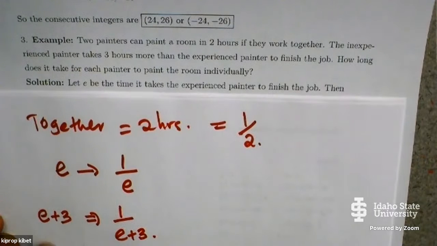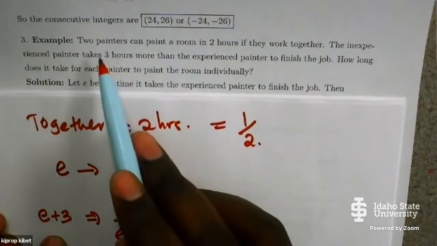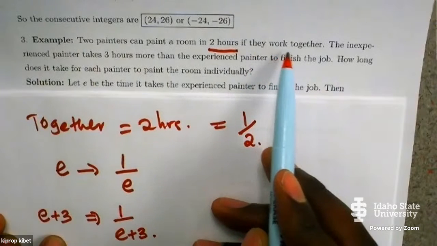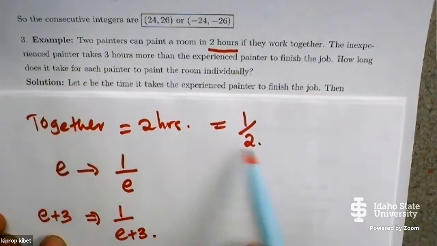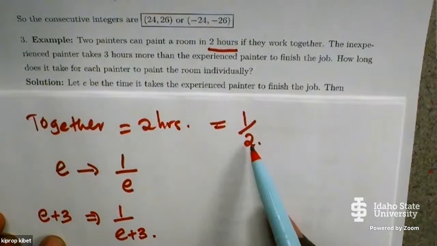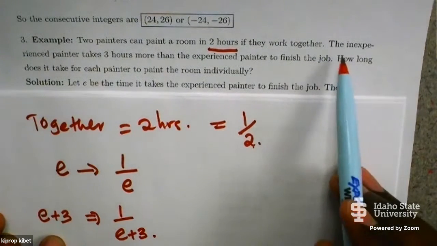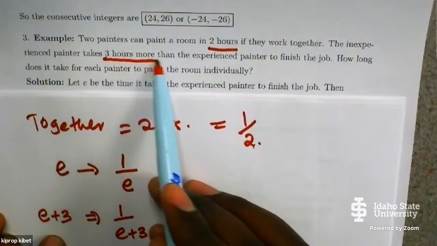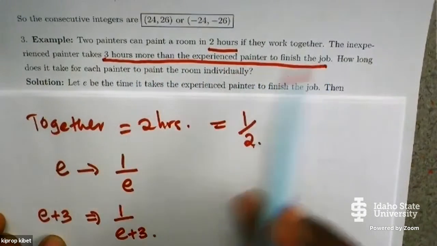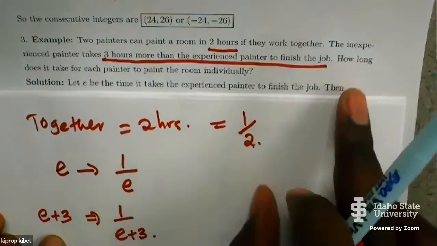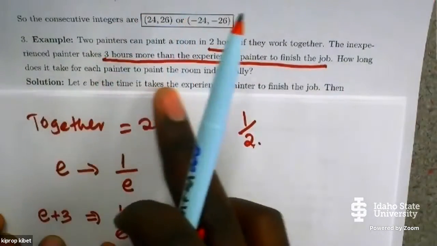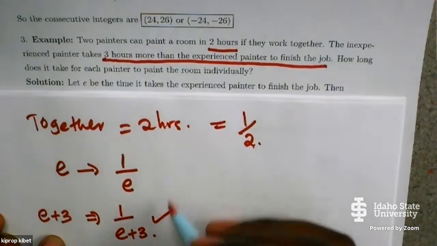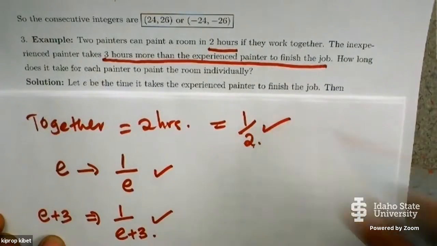Okay. So we can read it again. Two painters paint a room in 2 hours if they work together, okay? So together takes 2 hours. So in 1 hour, if they work together, it will be 1 over 2. The inexperienced painter takes 3 hours more than the experienced to finish the job. How long does it take for each painter to paint the room individually? So we have the inexperienced here, then we have the experienced there, and then we have together.